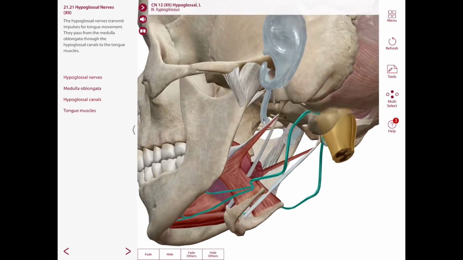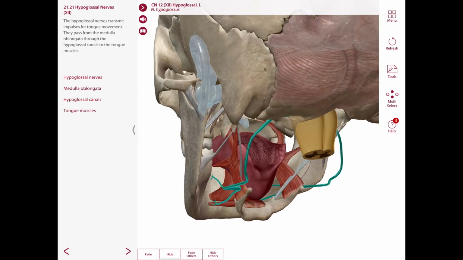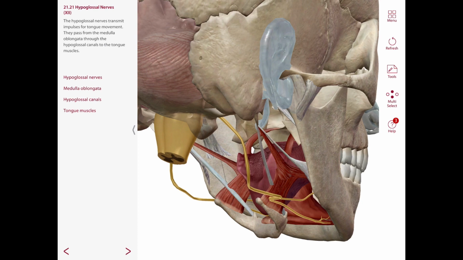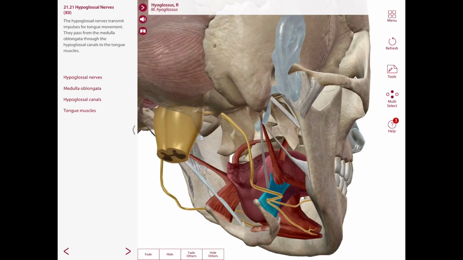The hypoglossal nerve will descend almost vertically to approximate the level of the angle of the mandible, where it curves around the occipital artery and turns forward towards the tongue. As it enters the oral cavity, it will pass medial or deep to the mylohyoid muscle and lateral or superficial to the hyoglossus muscle. And this is, for example, the hyoglossus muscle.